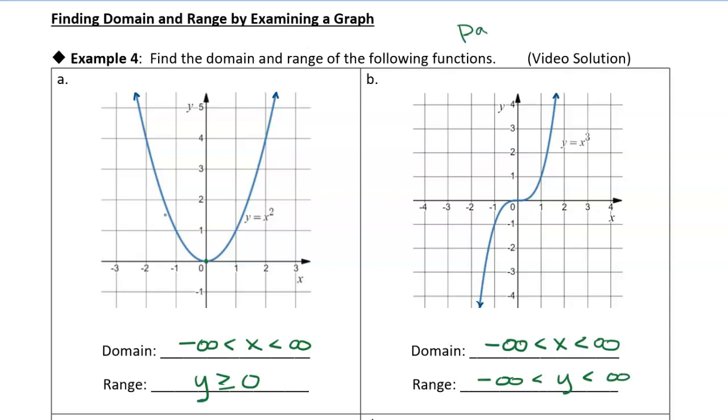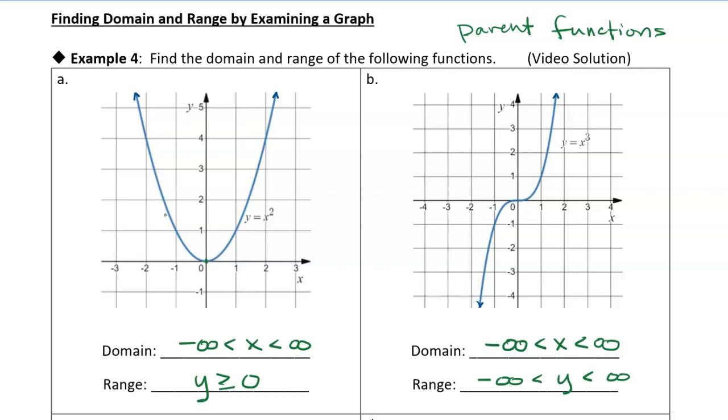So, parent functions. And we're going to see how we can use these functions later on. If we know the properties of these parent functions, then we can find properties of functions that are based off of these parent functions. So these are important ones to understand.